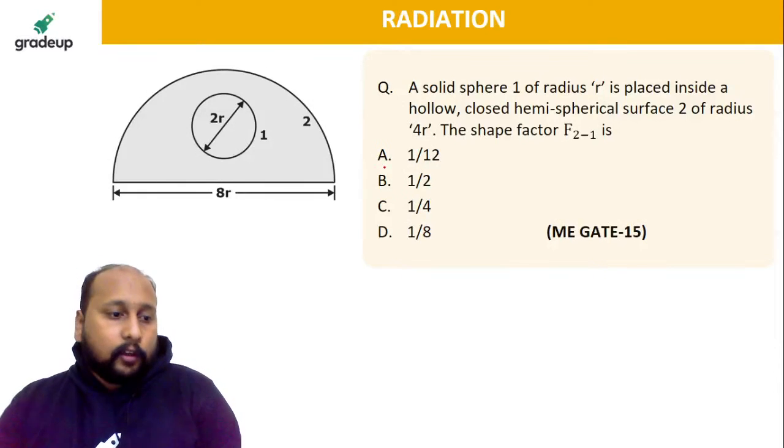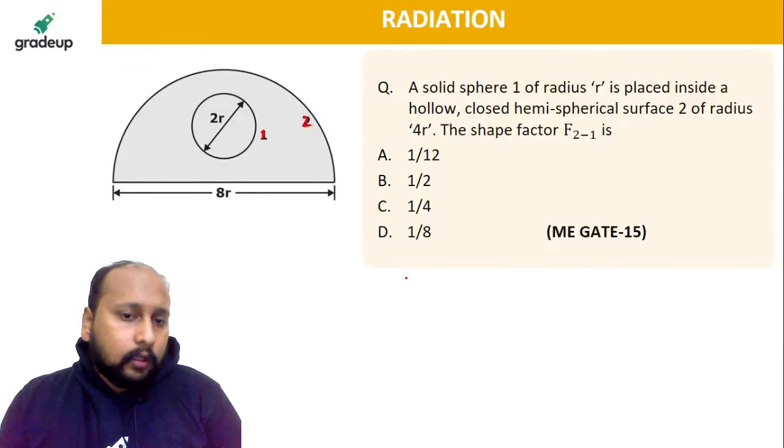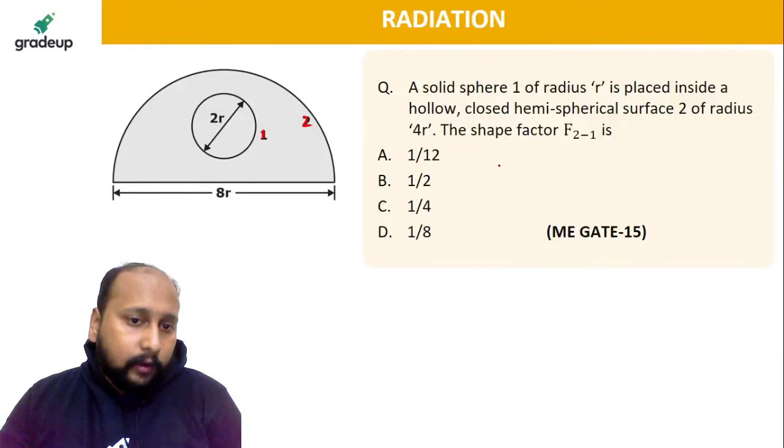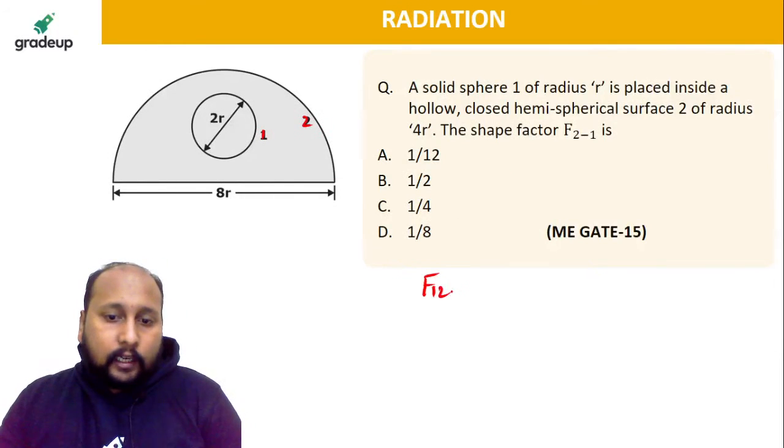Okay, very good. Look, it's very easy. We have this as surface 1 and this is surface 2, so we have to calculate F21. We know that F12 is equal to 1. So F21 will be equal to F12 into A1 by A2.